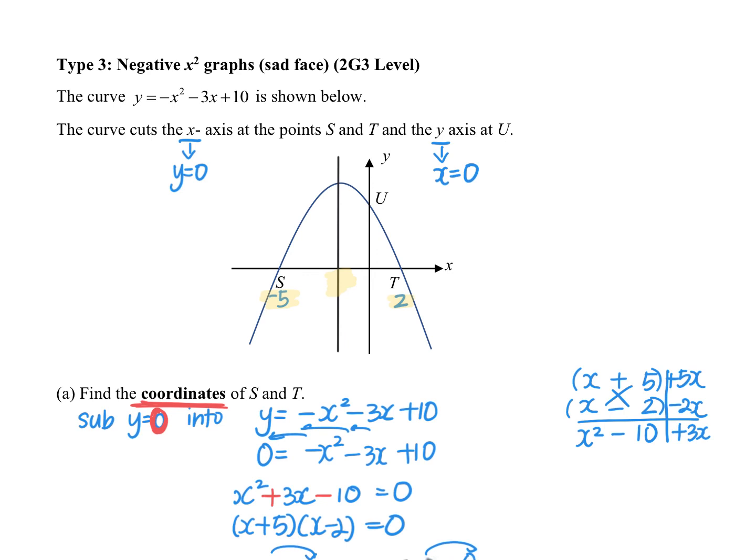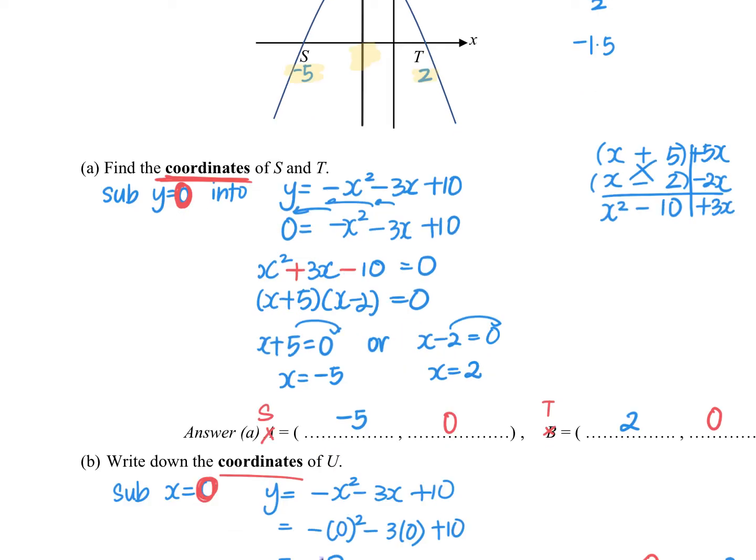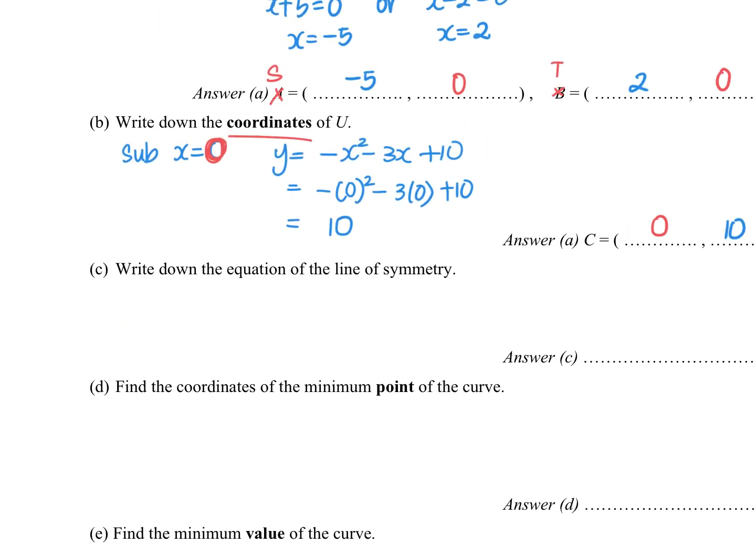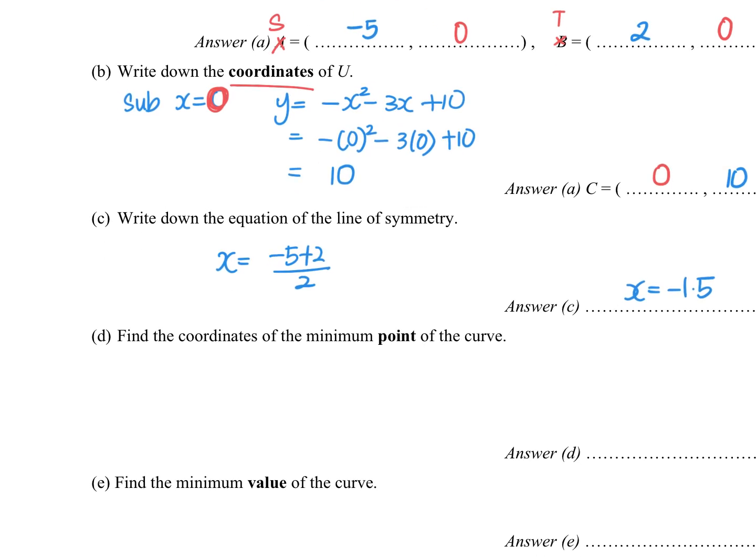This number will be found by taking negative 5 plus 2, over 2, which is negative 3 divided by 2, negative 1.5. Alright, but negative 1.5 is just a number. I need an equation. So it cuts the x-axis, so the equation must be x equals to something. Right, so in this case, let me just work out the working. So I know x is equals to negative 1.5. So remember to make sure you have your x down there.